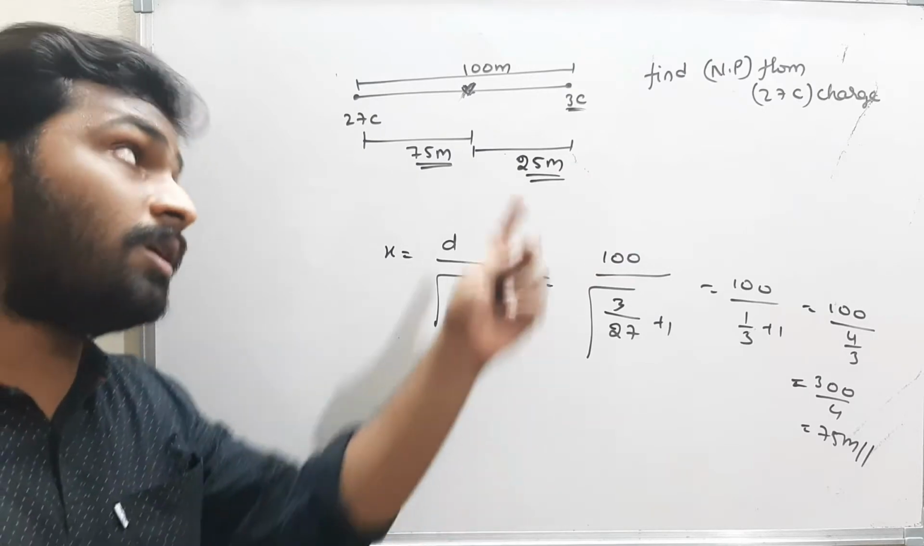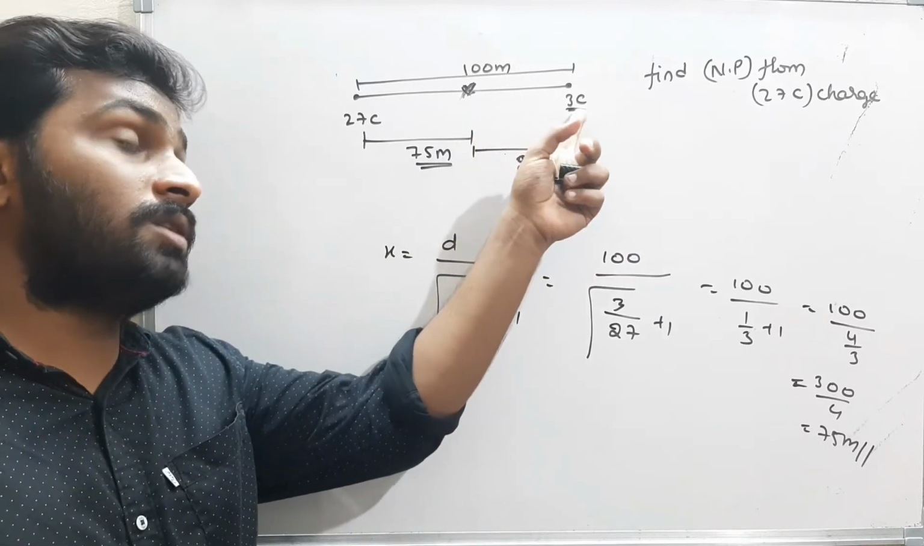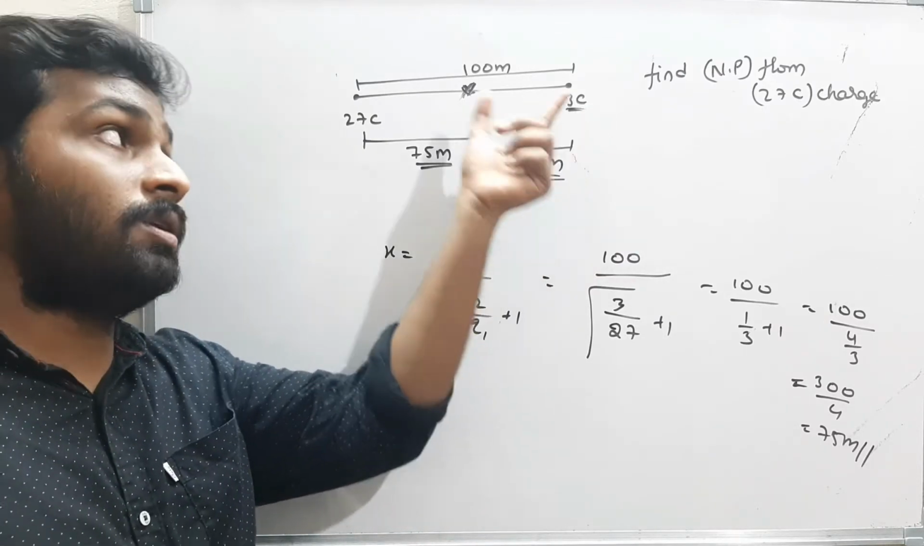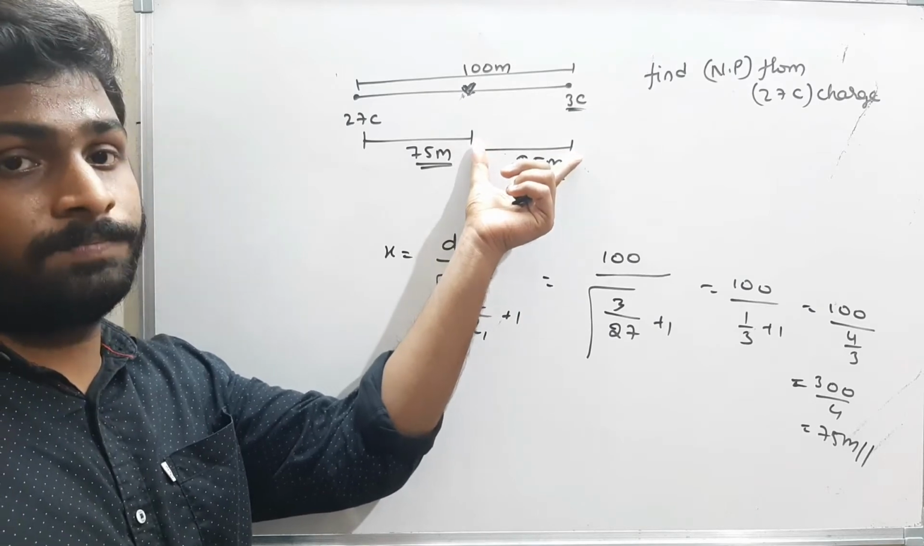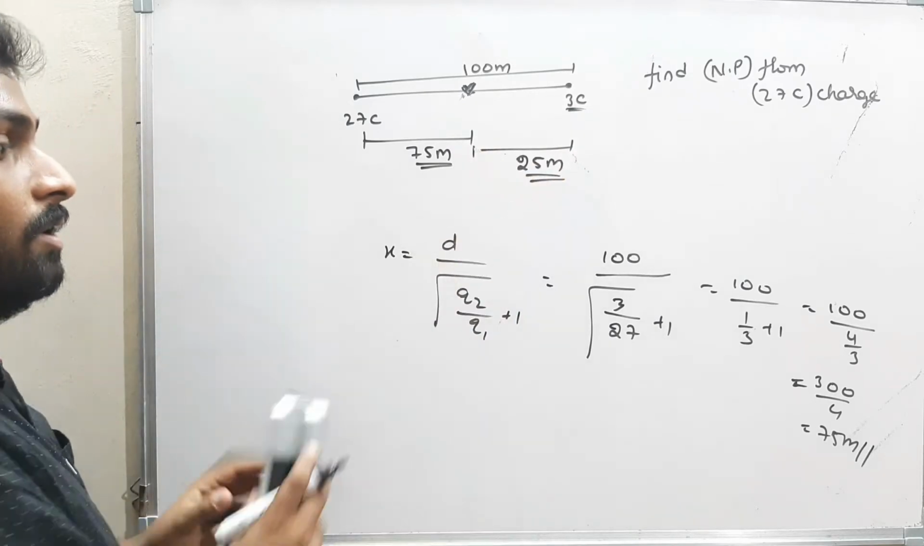Now, if you observe carefully, the null point is always nearer to the smaller charge. The 3 coulombs is the smaller charge. Therefore, the null point is nearer to the smaller charge. Please remember this. Okay.